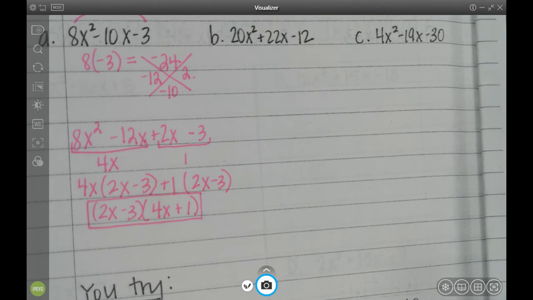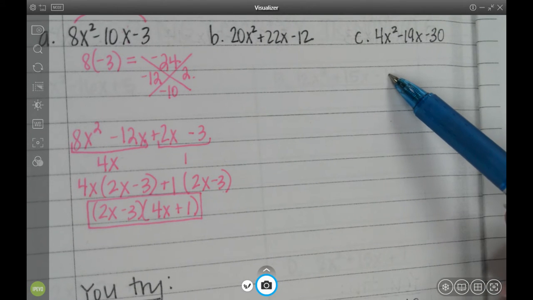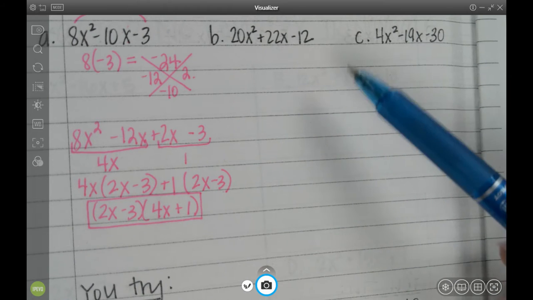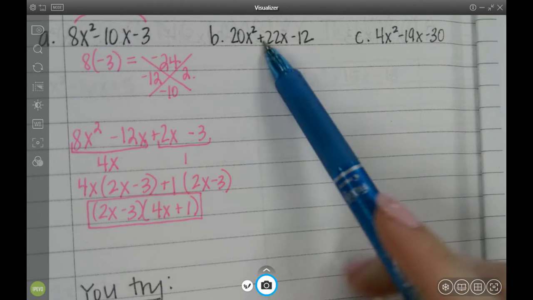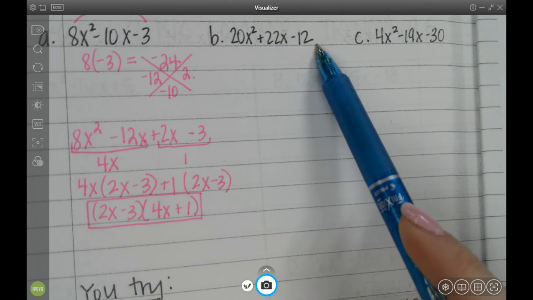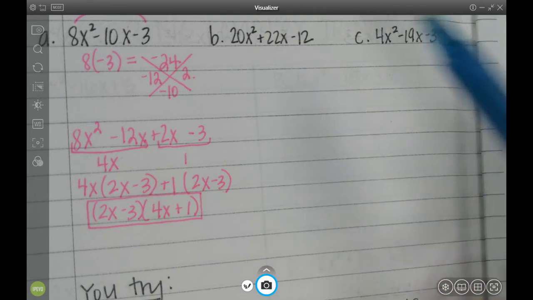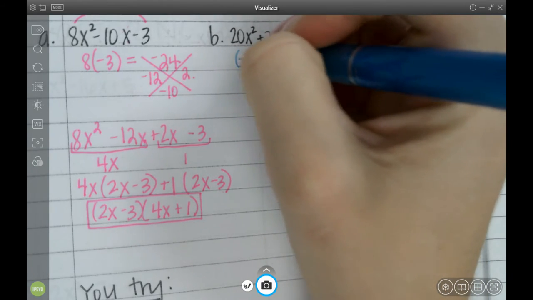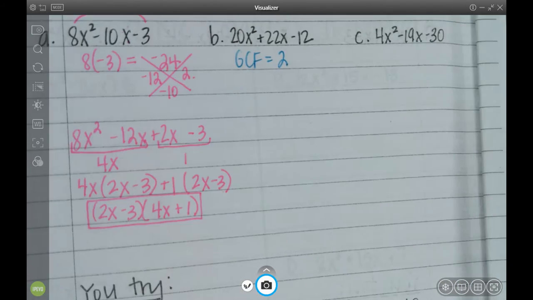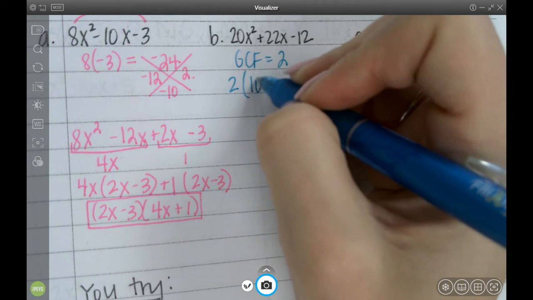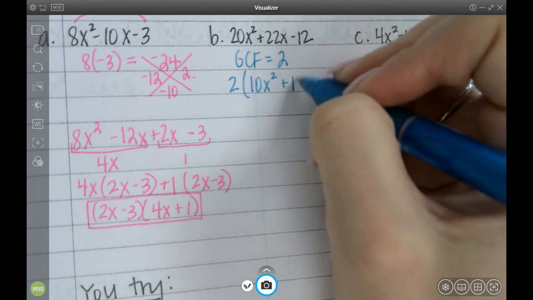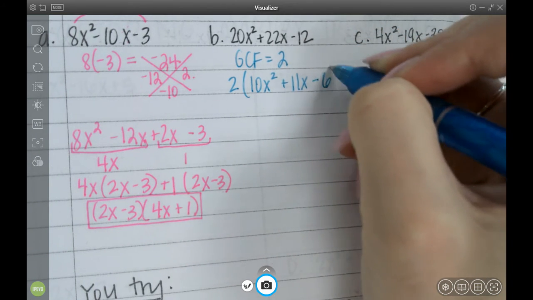Okay, we're probably going to do these 2 at the top and then move to the next page. So part B, what's the first thing you always look for when you factor? A greatest common factor. What is my GCF? 2. So I have a GCF of 2. So I have 2 times 10x squared plus 11x minus 6.